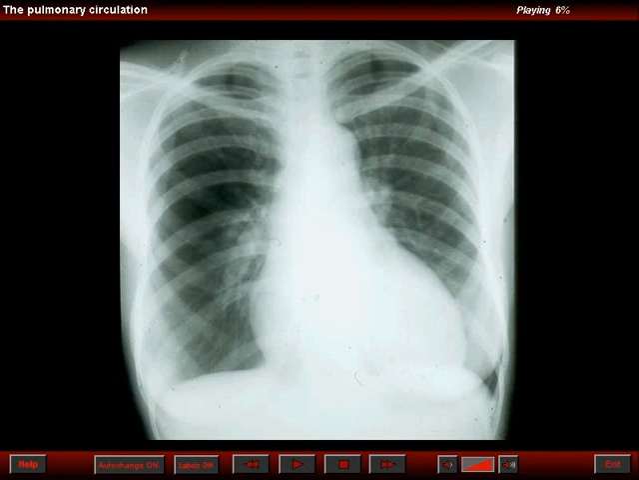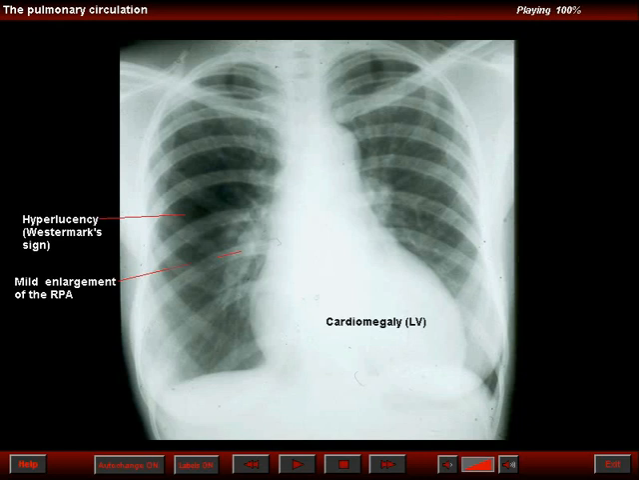This is the frontal chest roentgenogram of a hypertensive patient who suddenly developed tachypnea. Note that the heart is enlarged at the expense of the left ventricle, and observe an area of hyperlucency in the middle third of the right lung with a slight proximal enlargement of the pulmonary artery.